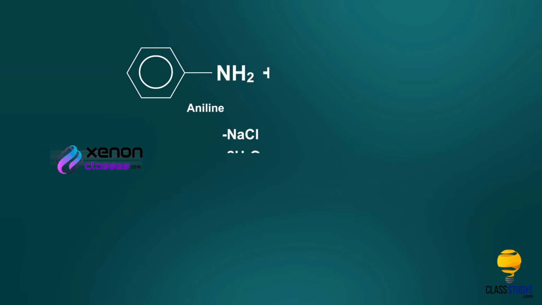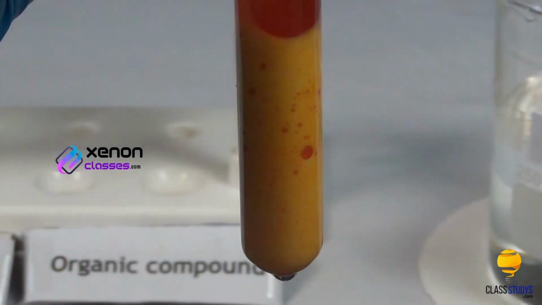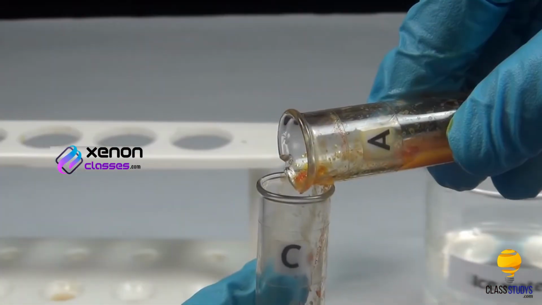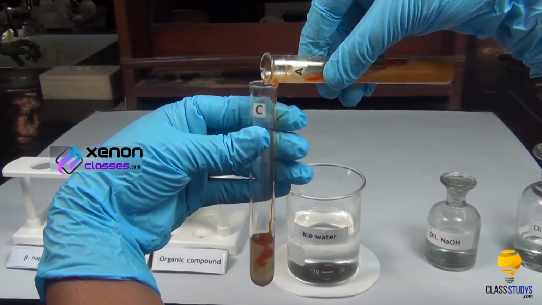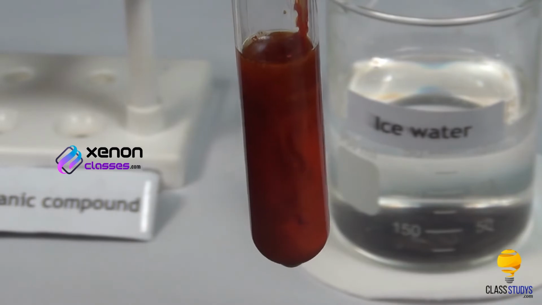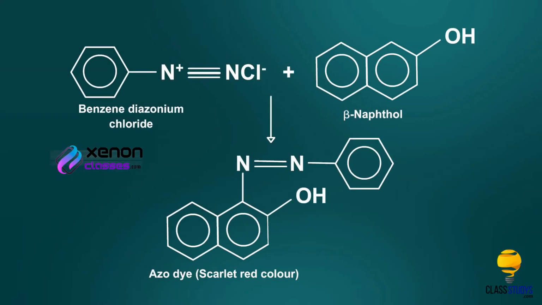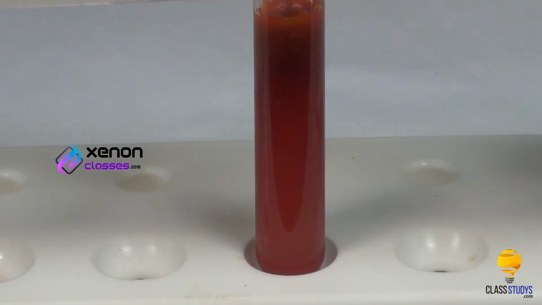Primary amine on reaction with nitrous acid formed from sodium nitrite and hydrochloric acid gives diazonium salt. Then, add the resulting solution to test tube C containing beta-naphthol solution. The diazonium salt undergoes coupling reaction with beta-naphthol to form a scarlet red colored compound called azo dye.